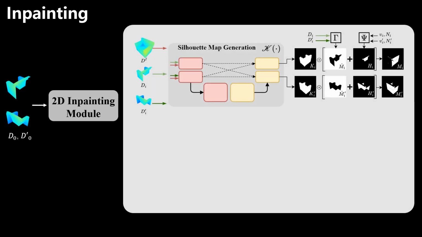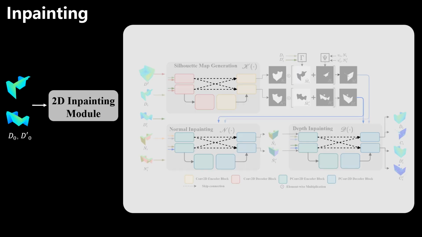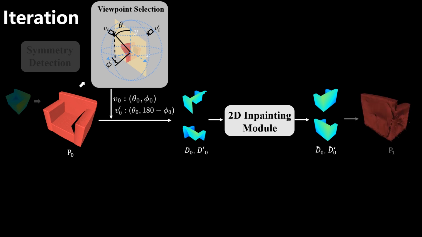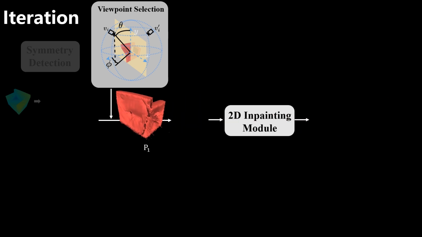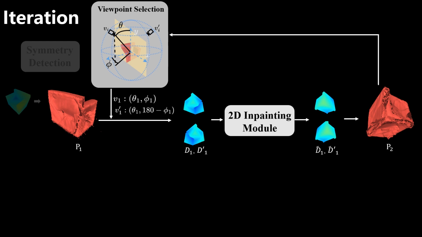The inpainting module consists of three parts: mask generation part, normal inpainting part, and depth inpainting part. Note that we add pairwise skip connections between the two input and output heads for exchanging symmetry information. The inpainted depth maps will be unprojected to point clouds, and these points will fuse with P0 to get P1. We input P1 to the view selection module, and project P1 with viewpoints V1 and V'1. We will get depth maps D1 and D'1. Inpainting these two images and repeating the above process, we will get the point clouds P2, P3, P4.